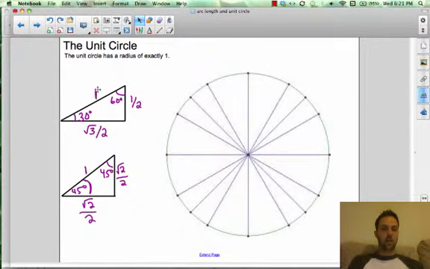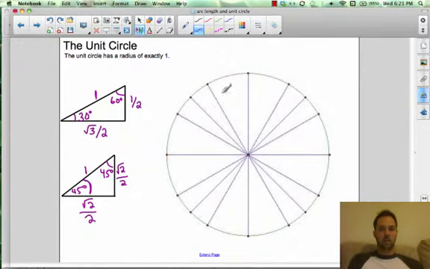Now the reason I indicated these as 1 is that when we look at the unit circle, the reason it's called unit is that each one of these radii from the center to the edge of the circle will have exactly 1 as its length.